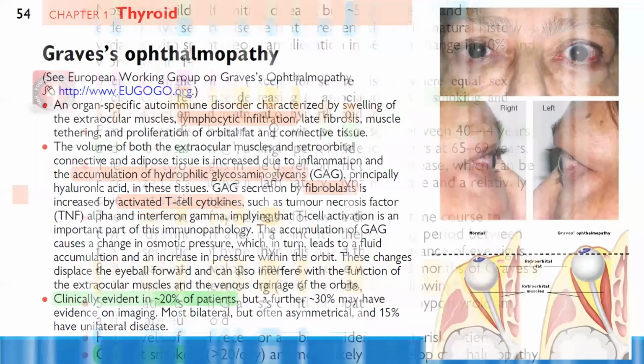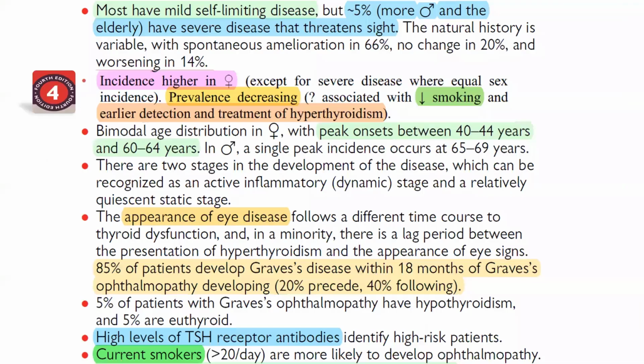This is not very important here, but we should know that in most cases Graves orbitopathy is a mild, self-limiting disease. But about 5% of cases, more in males and the elderly, have a severe disease that threatens sight. The risk of Graves orbitopathy is higher in females, but it is more severe in males. The prevalence has decreased nowadays because of decreased smoking, and early detection and treatment of hyperthyroidism is a very important cause of decreasing prevalence. Peak onset is between 40 and 44 years, and another peak at 60 to 64 years.